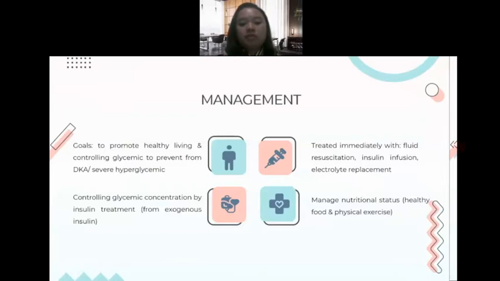And we can move to the management of T1DM. The goals of management are to promote healthy living and control glycemia to prevent diabetic ketoacidosis or severe hyperglycemia. Young patients who get diabetic ketoacidosis need to be treated immediately with initial fluid resuscitation. Then, to correct the acidosis and dehydration, we can give insulin infusion and electrolyte replacement. We can also control glycemic concentration with insulin treatment, and we need to remember to manage nutritional status by eating healthy foods and doing physical exercise.